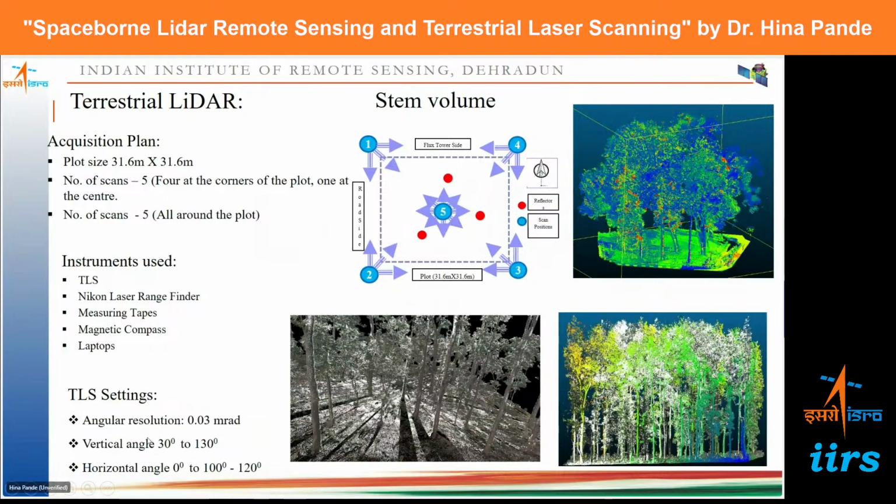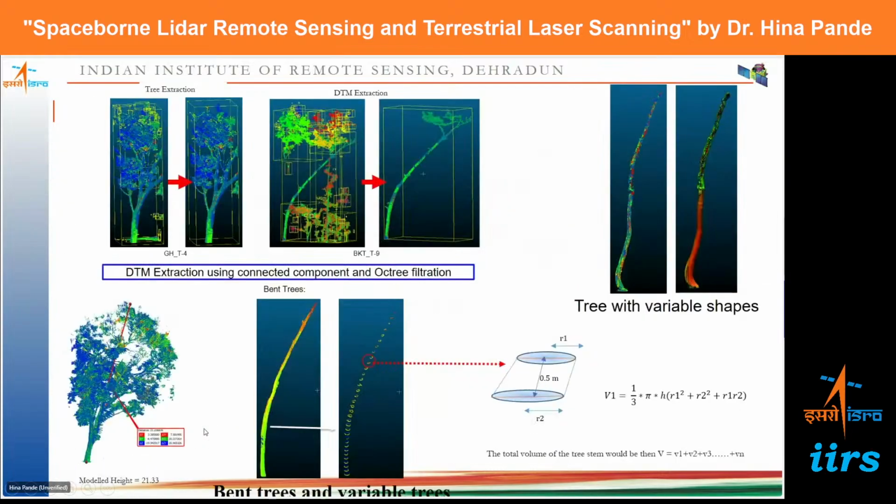What should be the settings, what is the vertical angle, what is the horizontal angle, at what angular resolutions the scan has been done, and so on. Now here it encounters different kinds of vegetation area. So in tree extraction, different parts of the trees can be extracted, that is the stem, the branches, the thinner branches, and so on and so forth. Now if the tree is bending, how will it calculate, and so on.